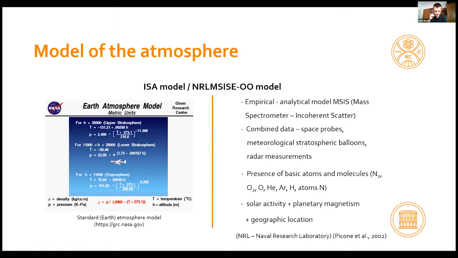In our work, we focus on two models of the atmosphere: the international standard model of the atmosphere and the extended NRLMSISE-00 model. On the left picture, we can see the standard, or also Earth atmosphere model. It represents a general model of the atmosphere independent of geographical location and season. On the other side is an empirical analytical model. It combines data obtained from space probes, meteorological stratospheric balloons, and radar measurements. It should respect the presence of basic atoms and molecules in the atmosphere. It also specifies output values for solar activity, planetary magnetism, and geographical location.